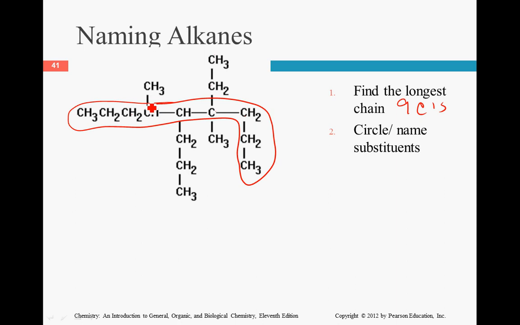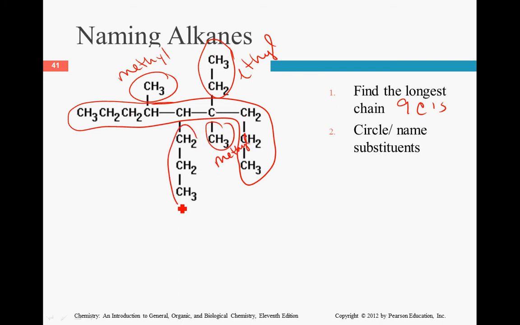Next step, circle and name the substituents. Okay, we have a methyl here. If you look at this one, it's ethyl. We have another methyl here. And we have a propyl here.